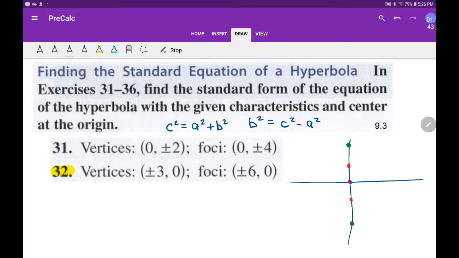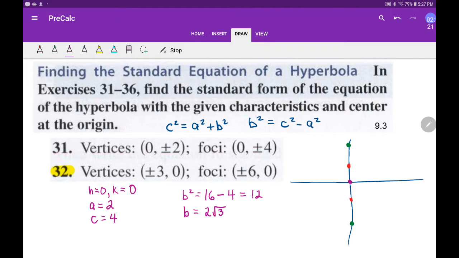My center is clearly, H is 0 and K is 0. So my origin is the center. How nice. And so let me say that A is 2 away from the center, and C is 4 away from the center. So I can say B squared is equal to C squared, which is 16, minus A squared, which is 4. So we have B squared equals 12, and B is equal to 2 times the square root of 3 if we simplify it.